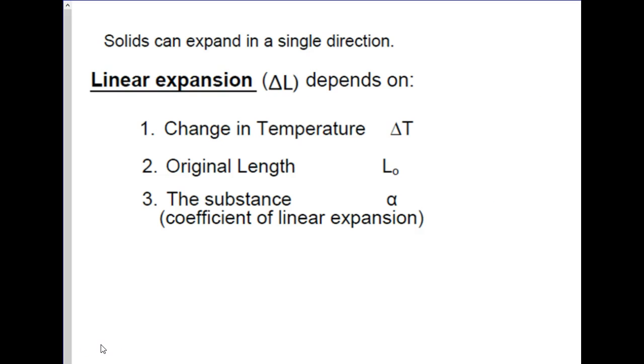Linear expansion, change in length, depends on three things: change in temperature, original length, and the substance. Why do you think that linear expansion depends on change in temperature? Because basically everything expands when it gets hotter. Okay, so let's say we have a minus 40 day, and 2 days later we have a minus. And when it gets colder, it shrinks.